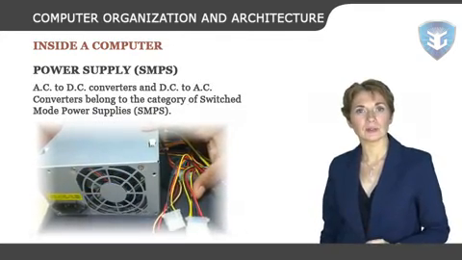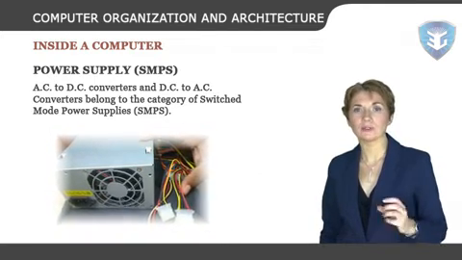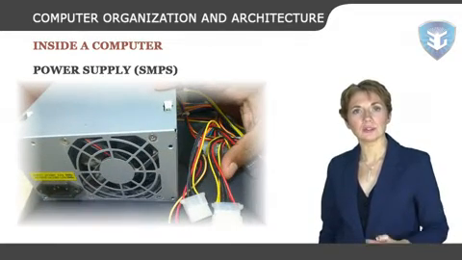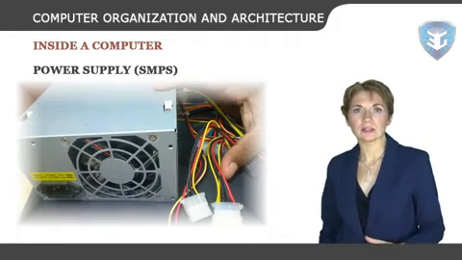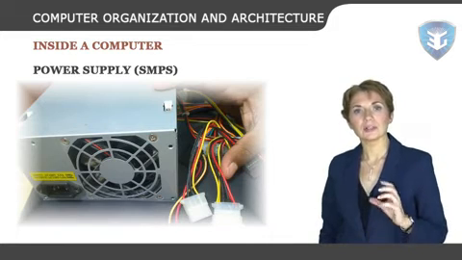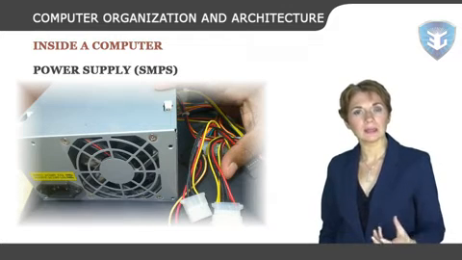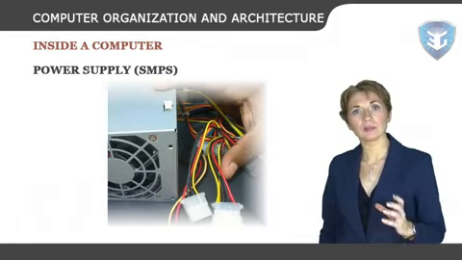AC to DC converters and DC to AC converters belong to the category of switched mode power supplies. The various types of voltage regulators used in linear power supplies, or LPS, fall in the category of dissipative regulator, as they have a voltage control element, usually a transistor or Zener diode, which dissipates power equal to the voltage difference between an unregulated input voltage and a fixed supply voltage, multiplied by the current flowing through it.